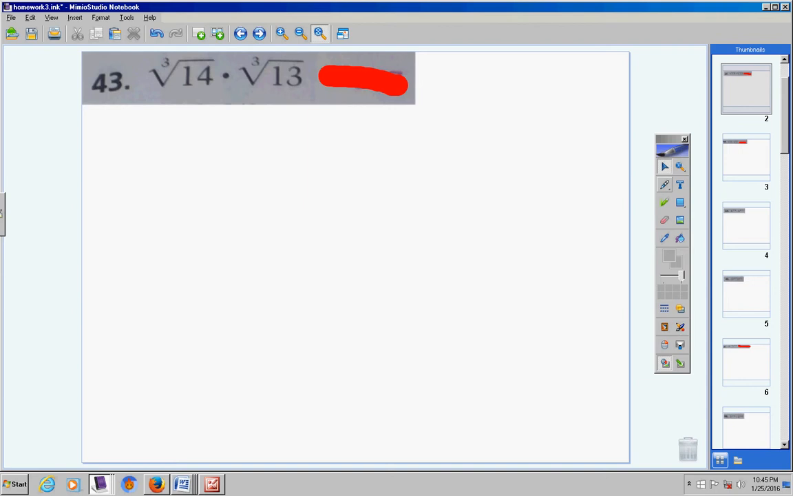So here we go. We're multiplying two radicals. You know what to do. In order to multiply two radicals together, they must have a common index. They do. We have a cubed root for both of those. So the cubed root of, now we can multiply 1 times 1. I'm not going to worry about that. 14 times 13 is 182. And now let's see if we can simplify that very quickly.